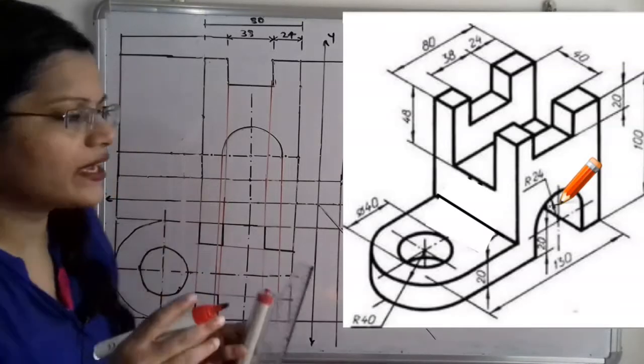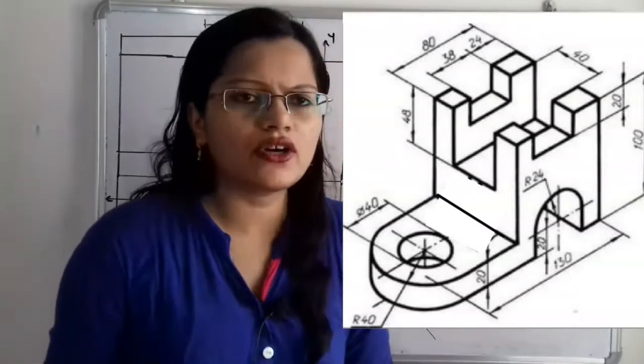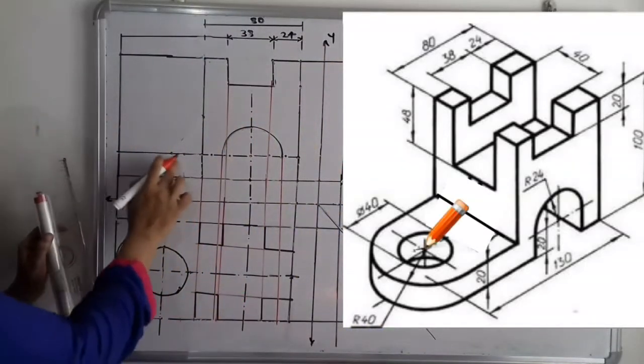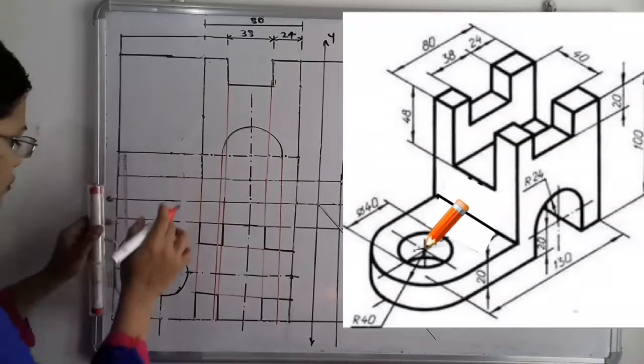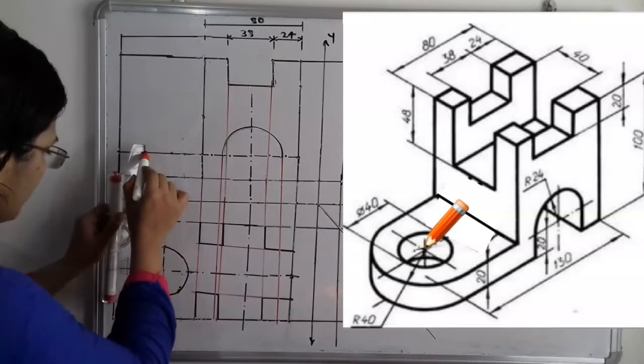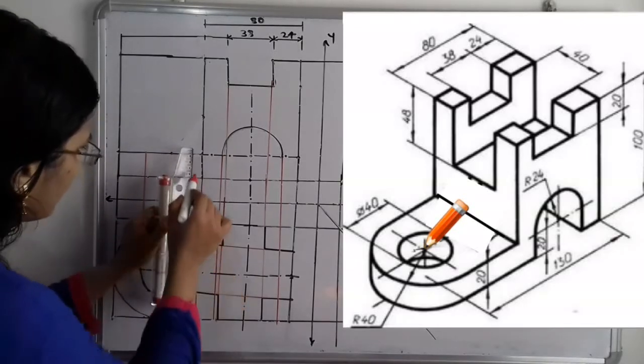In the same way, from the top view we can see the hole, but from the front we cannot see the hole, though it exists in this base structure. So we have to draw the projection of this hole also. I will draw the projection line here with the help of a red marker.